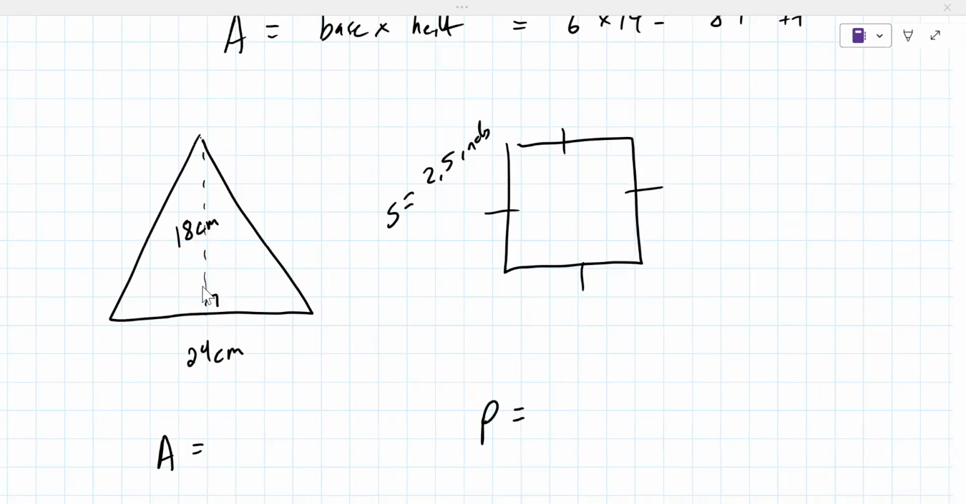What's your final answer on this one? 216 centimeters squared. Okay. And then for the square, 2.5. The perimeter is 10. 10 what? What are the units? Oh, inches. My handwriting isn't great, but yeah.